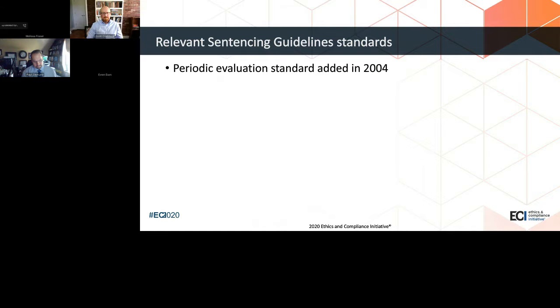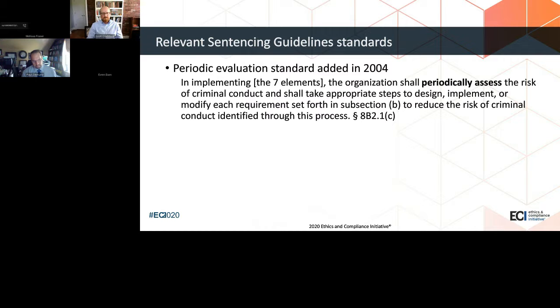So let's start with the federal sentencing guidelines. In 2004, there was an addition made to the sentencing guidelines, and it suggested that organizations shall periodically assess the risk of criminal conduct and shall take appropriate steps to design, implement, or modify each requirement set forth in Section B, which is the 7 elements section, to reduce the risk of criminal conduct. So right there, without saying it, it suggests that periodic assessments of the program holistically is a good idea.